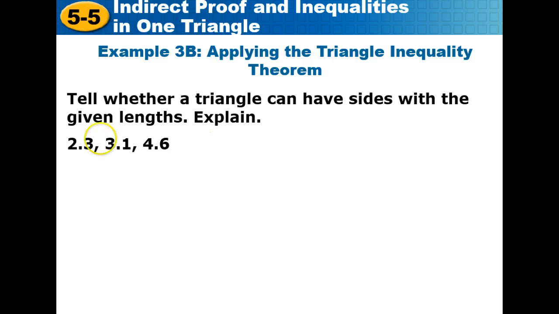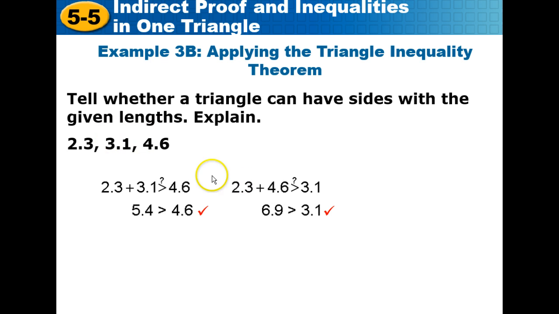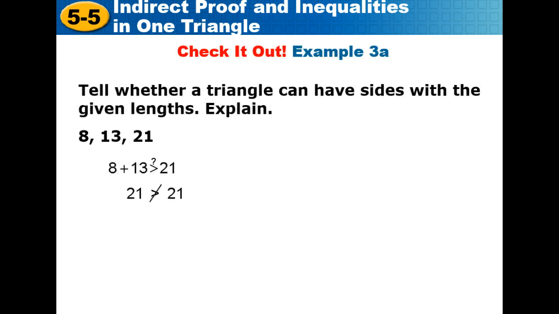This next one here, we're going to start by adding these two numbers, 2.3 and 3.1. Since those make 5.4 and that's greater than the third side, we've satisfied the inequality theorem for the first relationship. Now we have to do it for the other two. So we're going to add 2.3 plus 4.6. Since we get something greater than 3.1, we say yes. And we're going to add 3.1 plus 4.6. And since that gives us something greater than the third side, we say yes, and these can form a triangle.